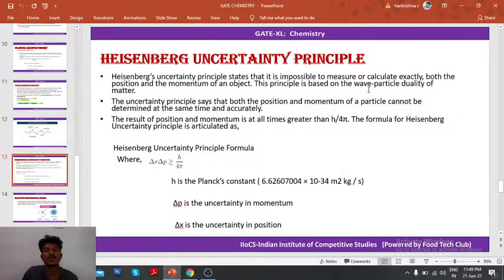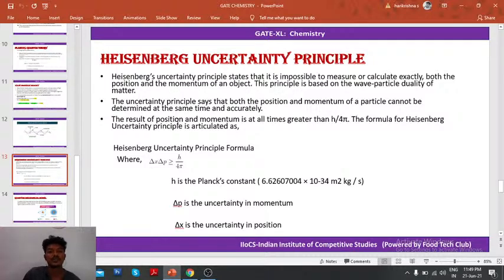This principle is based on the wave particle duality of matter. As we discussed the wave particle duality, this Heisenberg uncertainty principle is based on that duality. The uncertainty principle says that both the position and momentum of a particle cannot be determined at the same time and accurately. At the same time we cannot find the position and momentum of a particle accurately. That is the Heisenberg uncertainty principle.